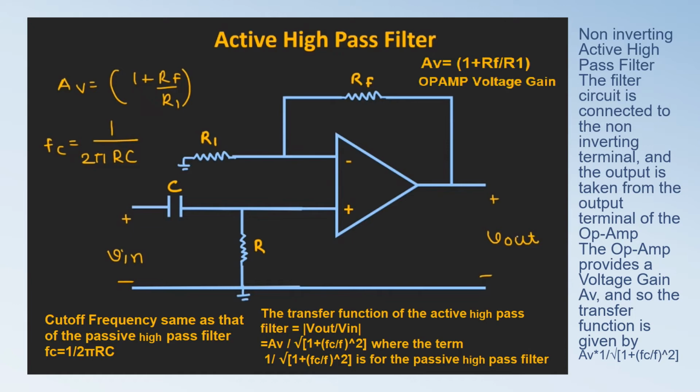filter. The filter circuit is connected to the non-inverting terminal of the op-amp and output is taken from the output terminal. The op-amp provides a voltage gain AV, again given by 1 plus Rf by Rn, and so the transfer function is given by multiplying the voltage gain of the op-amp with the voltage gain of the passive high-pass filter, which is AV upon under root 1 plus (fc by f) whole squared. The cutoff frequency is the same as that of the passive high-pass filter.